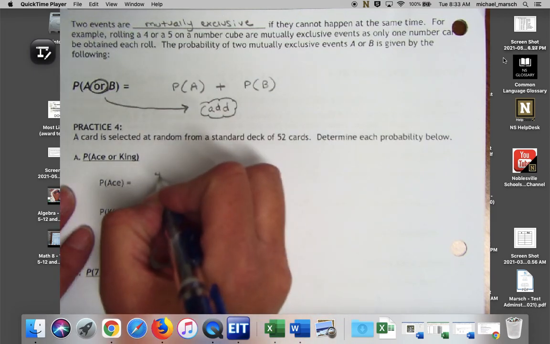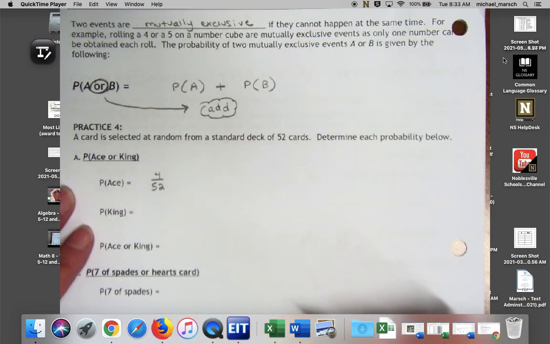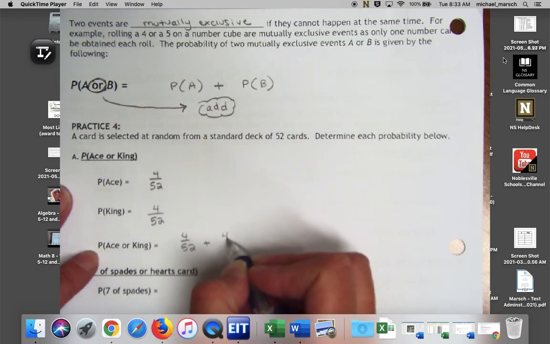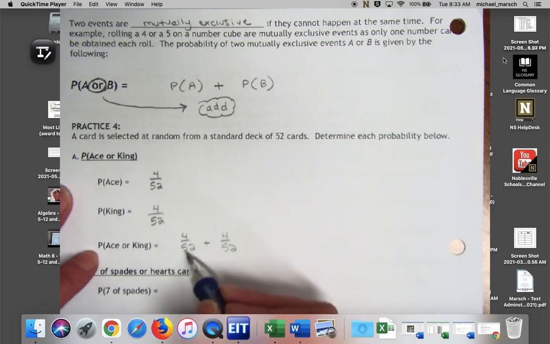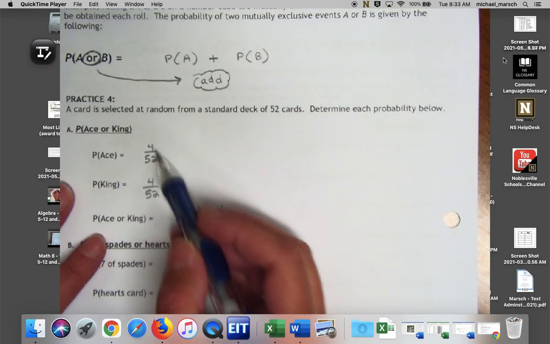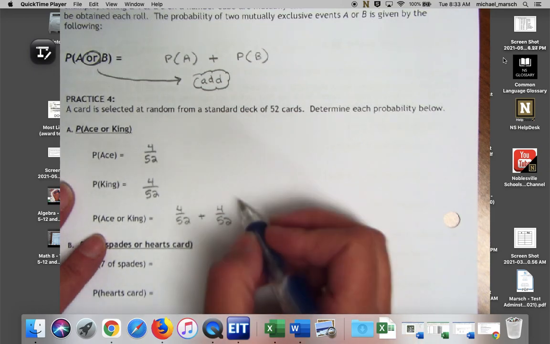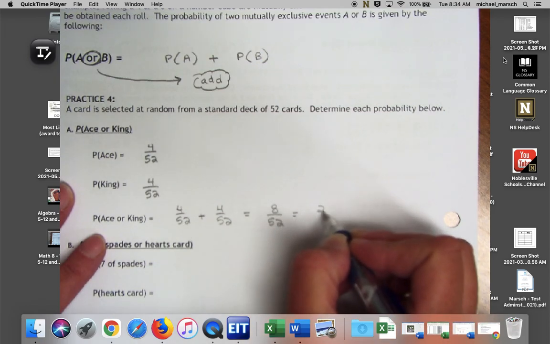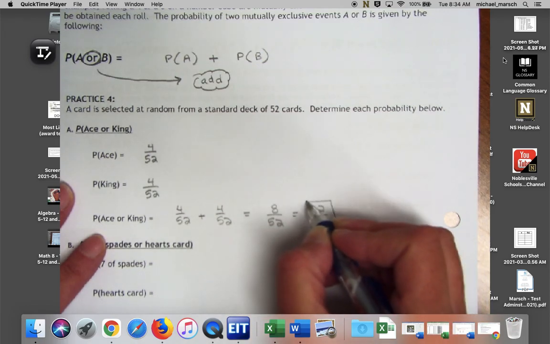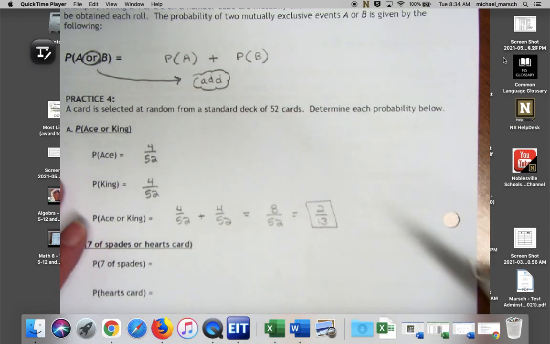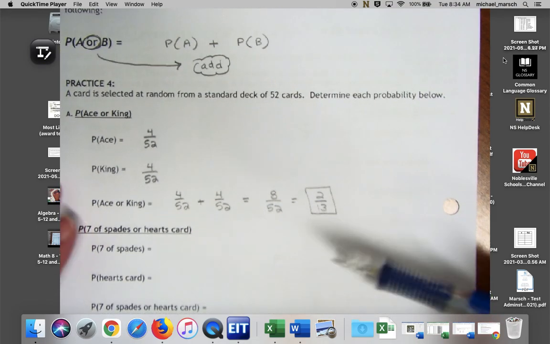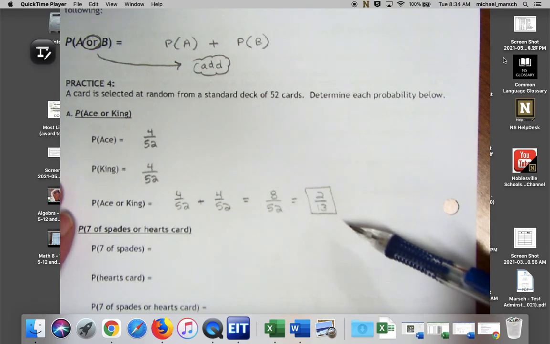So there are 4 aces out of 52, and there are 4 kings out of 52 cards. So the probability of ace or king is 4 out of 52 plus 4 out of 52. This is where we want common denominators because you need them to add. So we wouldn't have wanted to simplify along the way. So then I'm going to get 8 out of 52, which can simplify to 2/13. So the probability of picking an ace or a king out of a deck of cards, just picking one card, is 2 out of 13, right?